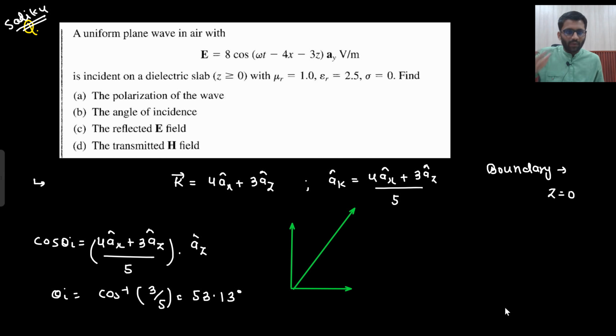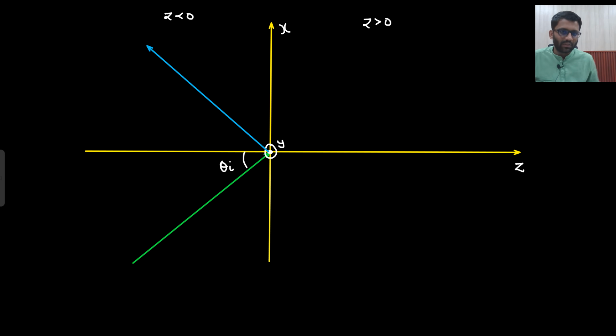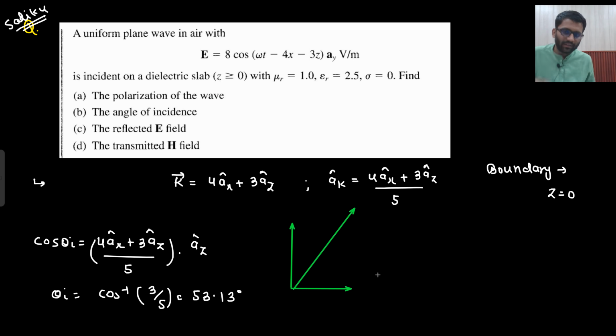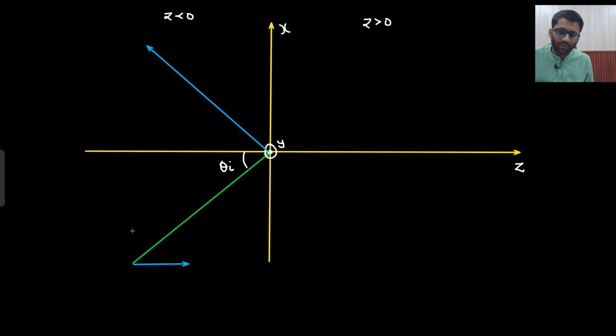Or how could you have solved it? Look, this is your incident wave. What I know is that it is going 3 in z direction and 4 in x direction. Can I shift this vector here? Yes. I just shifted this vector here. So this is 4 and this is 3. What would this angle be? If this is theta I, then certainly this will also be theta I. You can see two parallel lines are cut by this line, so these two angles will be equal.